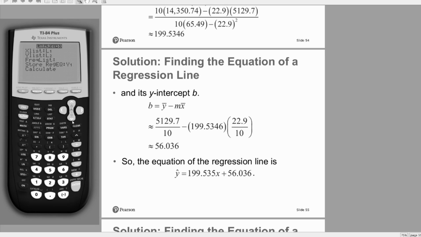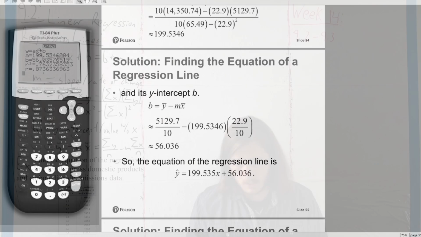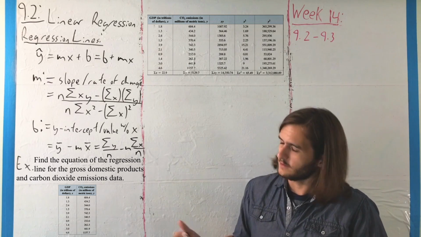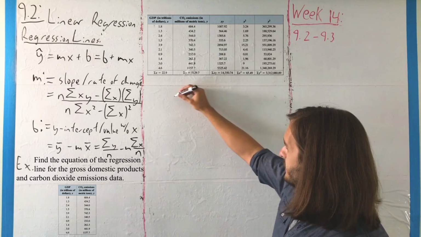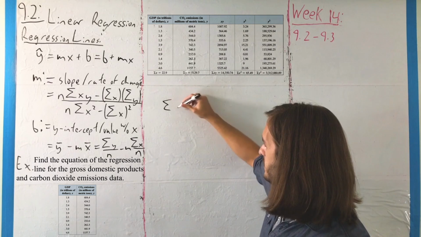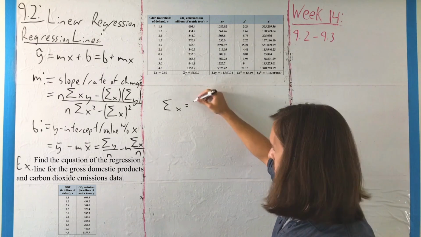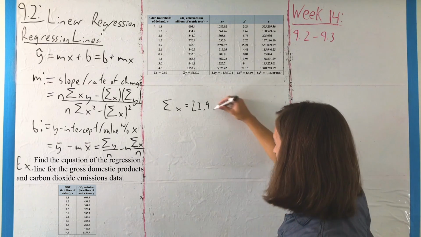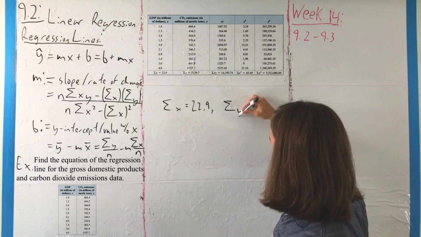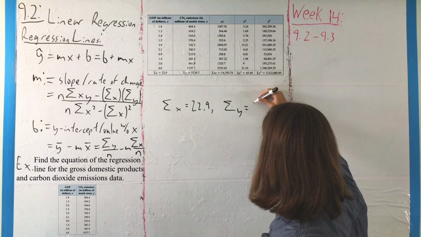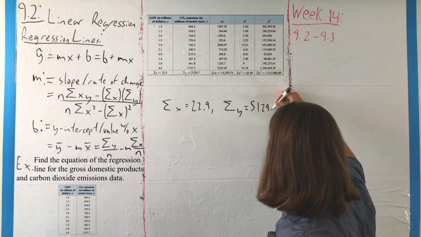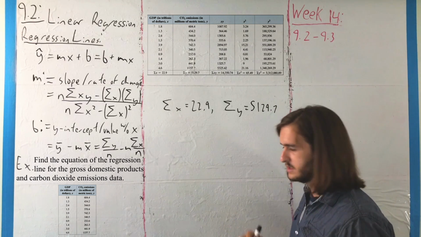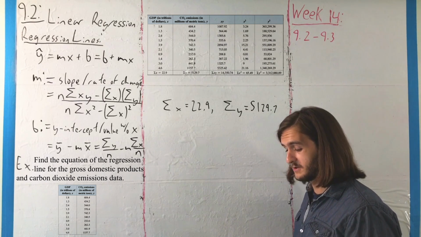Now, if we want to do this by hand, we'd start by finding those sums x and y, which if we were doing other things by hand, we already had. First, we need the sum over the x values, which in this case would be 22.9. Remember, that's $22.9 trillion. Then we get the sum over the y values, and for that we would get 5,129.7, where that's 5,129.7 million metric tons, so about 5 billion metric tons of CO2.